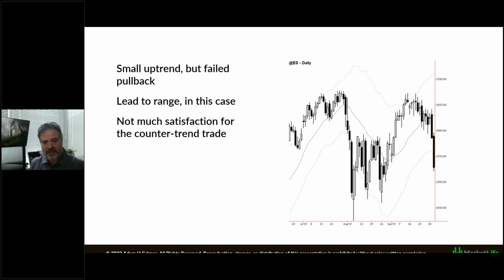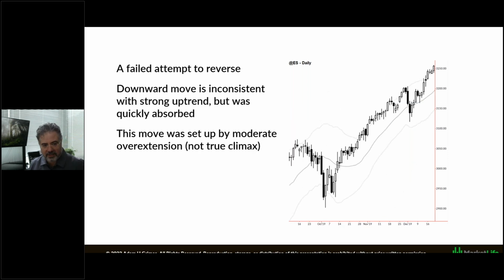Here is, and again, we've seen this action before. So here's a small uptrend. So now we're talking about this is the uptrend, and then this rolls over into a pullback, but this pullback fails. And there's really not a whole lot of satisfaction for the counter trend trade here. I'll go forward to the next slide. So, this is that area. This ends up turning into a range.